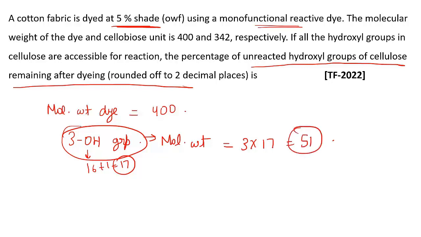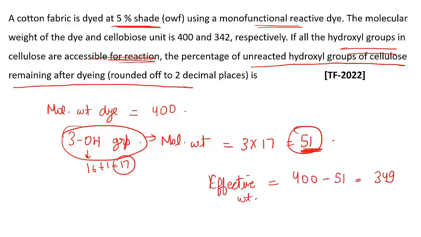Since it is written that all hydroxyl groups are accessible for the reaction, what is the effective weight? The reaction is totally complete. The effective weight for unreacted would be 400, the total weight, minus 51, which comes out to be 349.